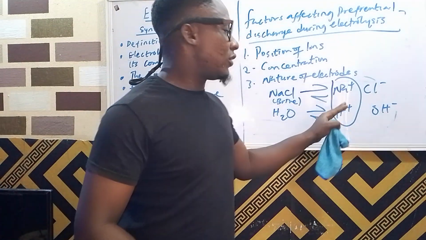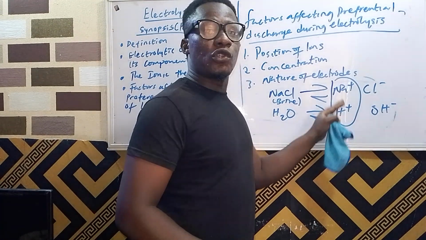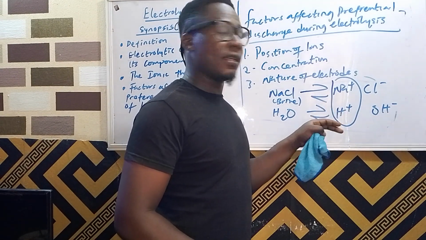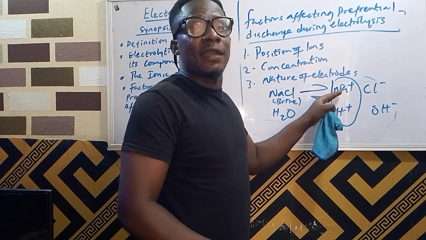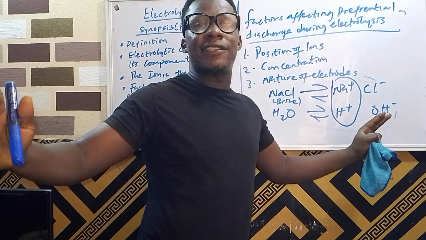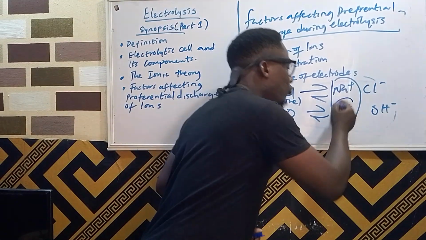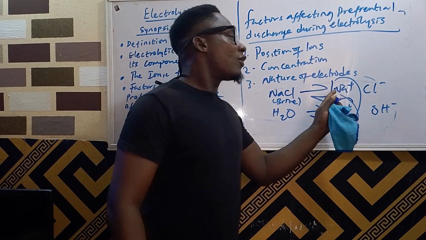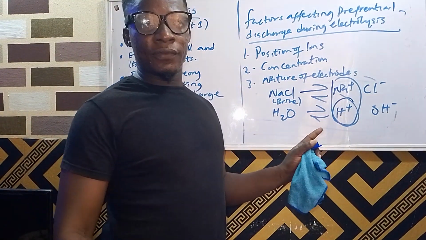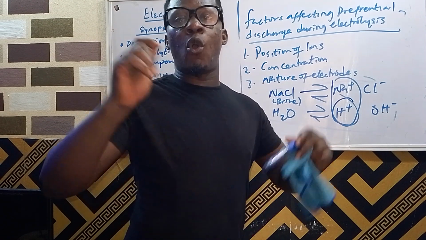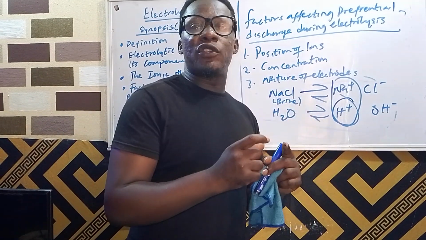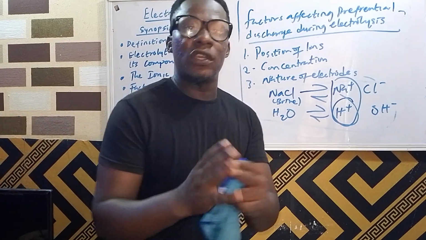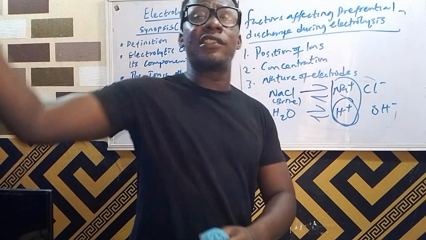In this case, we are looking at hydrogen and sodium. They are far apart in the activity series. Sodium ion is concentrated, but because the distance is much, hydrogen will still be preferentially discharged despite the fact that sodium is highly concentrated. The concentration only holds if the distance between the concentrated ion and the other competing ion is close, so the concentrated ion will be preferentially discharged.